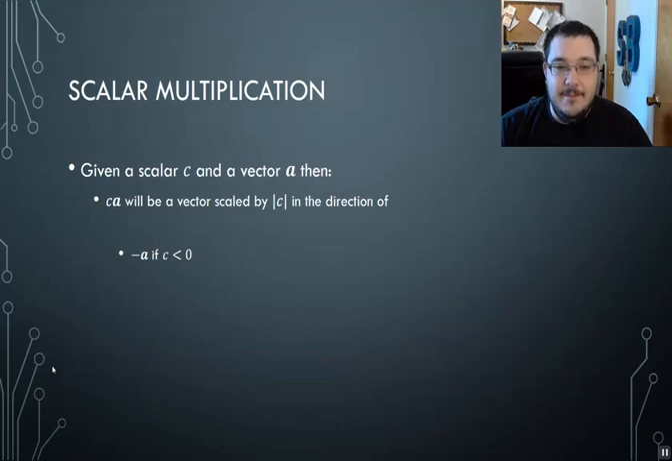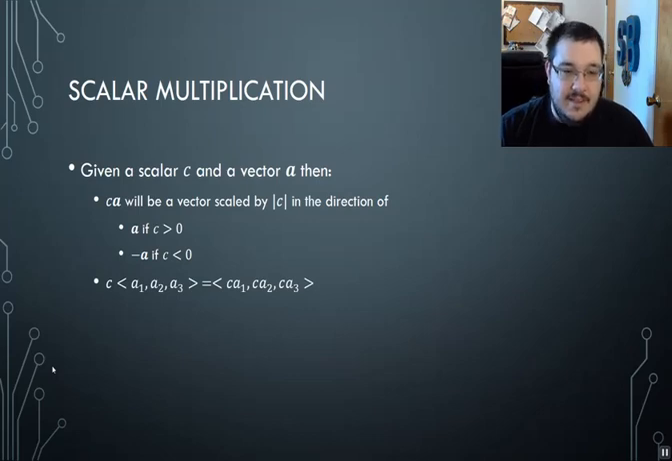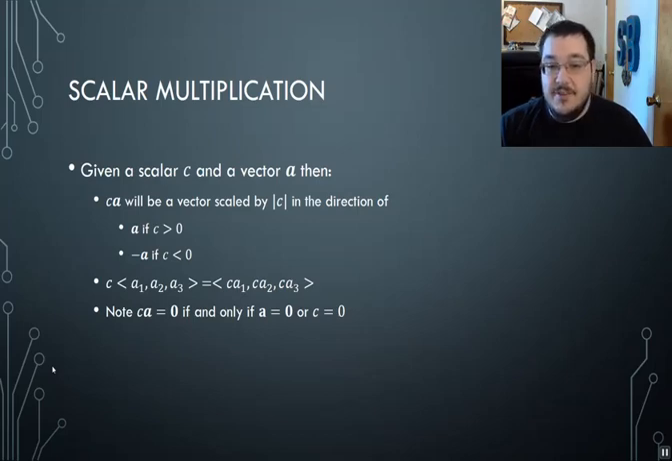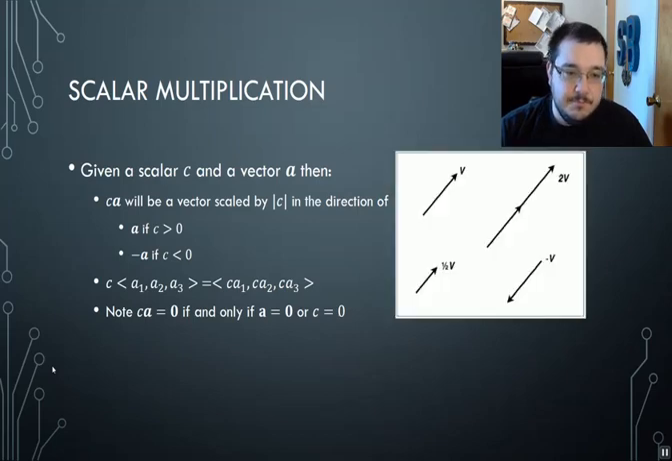Now if c is negative, it's going to make us go in the opposite direction. If c is positive, it will keep going in the original direction. And as I said, all you do is take c and multiply by each component wise. So that's all it's doing for scalar multiplication. Now, if your scalar multiplication comes out to 0, either your scalar is 0 or your vector is 0. That's always going to be the case. When we're dealing with products later on, that's not necessarily going to be true.